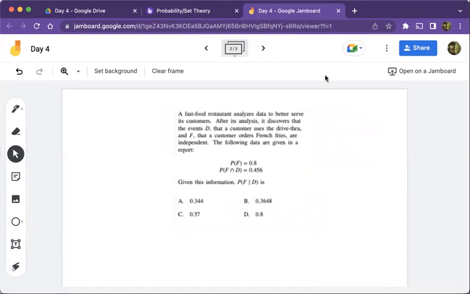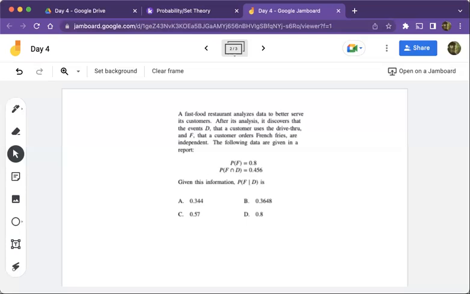A fast food restaurant analyzes data to better serve its customers. After its analysis, it discovers that the events D, that a customer uses the drive-thru, and F, that the customer orders French fries, are independent. The following data is given in a report. The probability of French fries is 0.8, and the probability of French fries and drive-through is 0.456. Given this information, what is the probability of F given D?